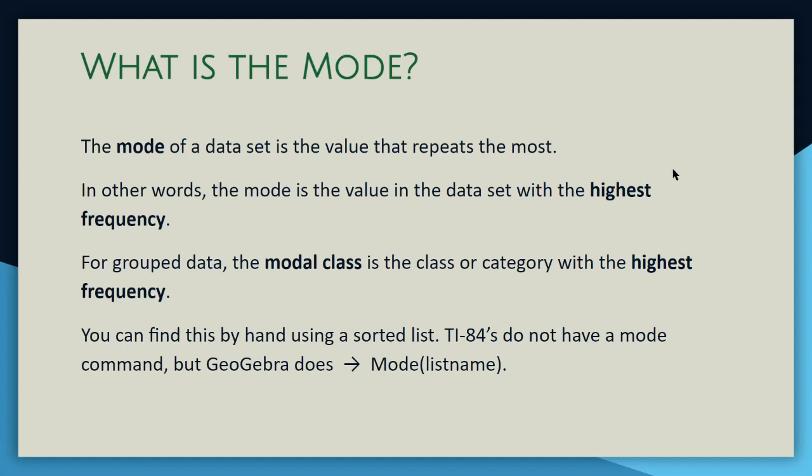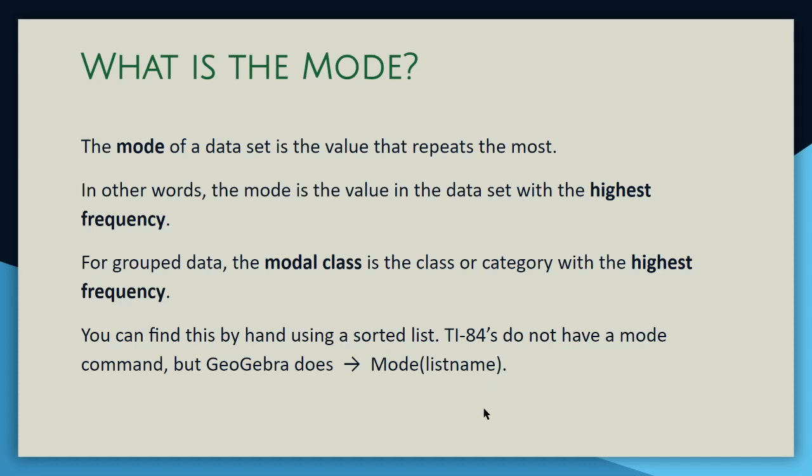Okay, I think this is the last slide. Really quick, the mode is another measure of center. And the mode is simply the data value that repeats the most in your data set. To use more recent vocabulary, the mode is the value in the data set with the highest frequency. If your data has been grouped for you and you're looking at a frequency table instead of raw data, instead of having a mode, we have a modal class. And the modal class is the class or category with the highest frequency.